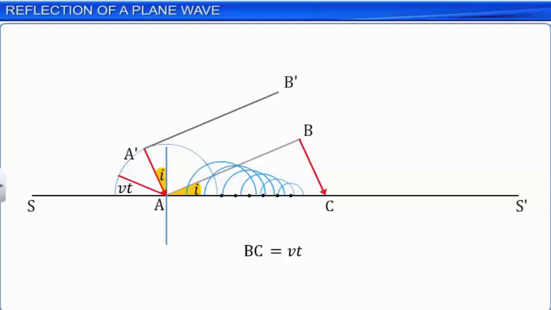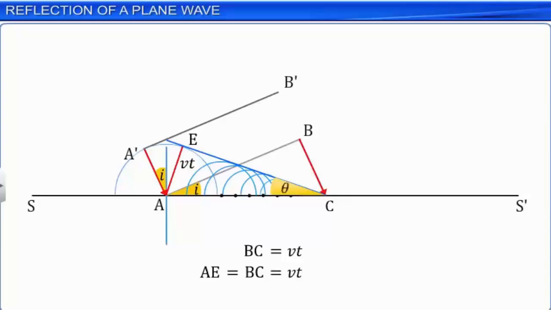If a surface, such as CE, tangential to the hemispherical wavefront and passing through the point C, is constructed, then CE would represent the reflected wavefront. AE is the radius of the hemispherical wavelet generated at the point A and is equal to vt. That means AE is equal to BC is equal to vt. The angle that the reflected wavefront CE makes with the surface SS' is the angle of reflection. Let it be theta.